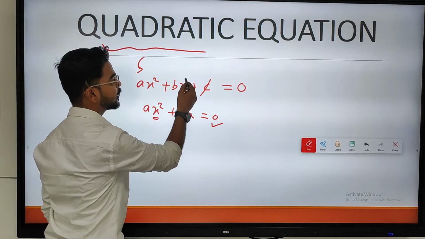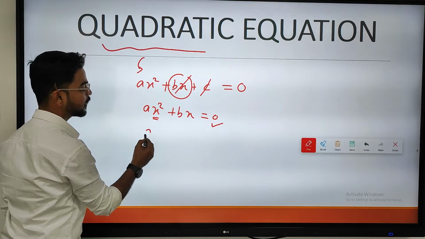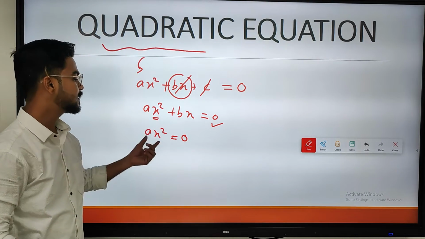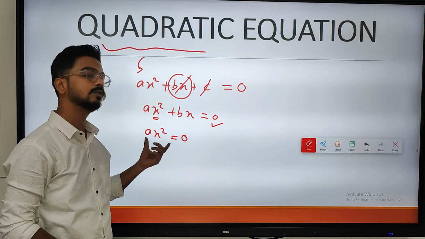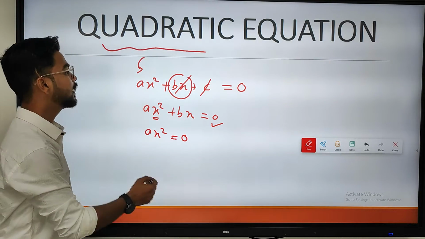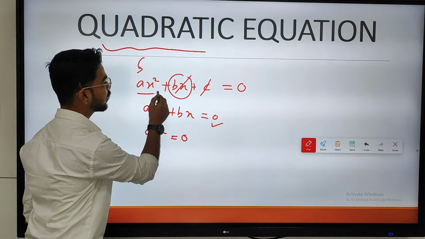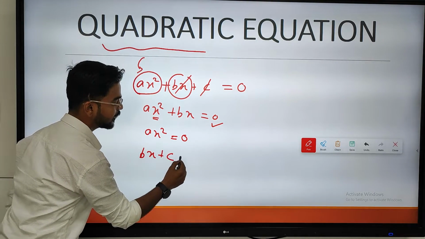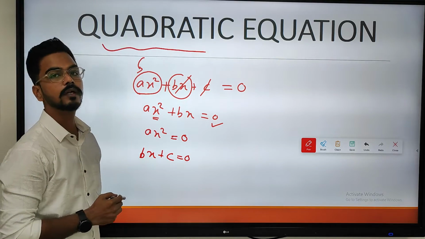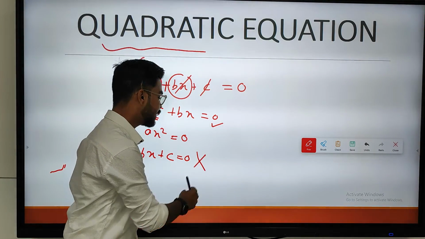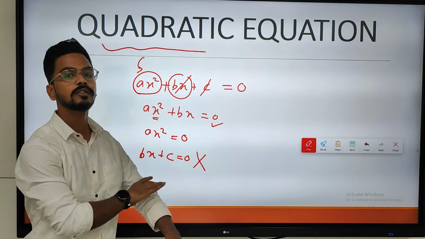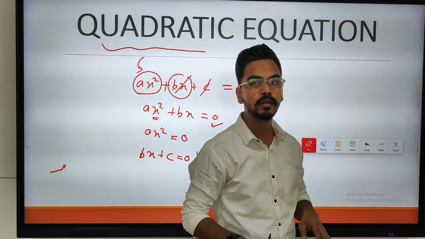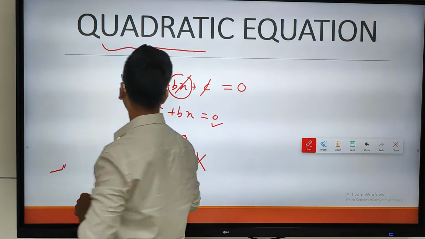Now let's see, if we remove this term also, now it will become ax square is equal to 0. Here you can see still the degree is 2, therefore it is also a quadratic equation. But if we are going to remove this term, suppose it will be bx plus c equal to 0. Now this is not a quadratic equation, it will be coming in the category of linear equation. Okay, so this is how we have to identify whether an equation is a quadratic equation or not. Okay, now let's move forward.